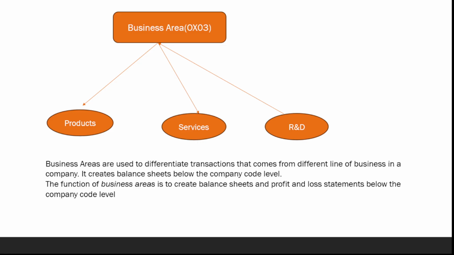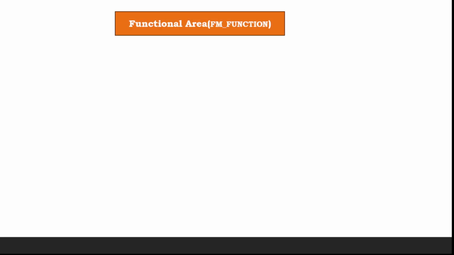So using this option in controlling also, like your profit center accounting and your enterprise controlling, you can even draw a balance sheet and profit and loss statement for the business area. And these examples are demonstrated in this section. That means business area is very important, and you need to remember business area is used more in controlling as compared to financial accounting. So the next enterprise structure is functional area.